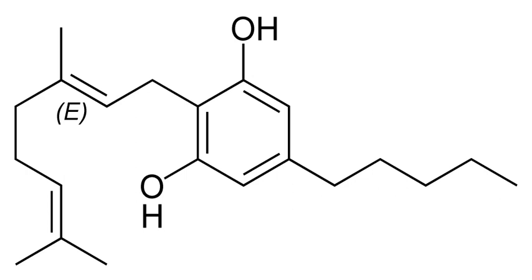JWH-073. CP55940, produced in 1974, this synthetic cannabinoid receptor agonist is many times more potent than THC. Dimethylheptylpyran, HU-210, about 100 times as potent as THC. HU-331, a potential anti-cancer drug derived from cannabidiol that specifically inhibits topoisomerase II. SR-144528, a CB2 receptor antagonist. WIN-55212-2, a potent cannabinoid receptor agonist. JWH-133, a potent selective CB2 receptor agonist.